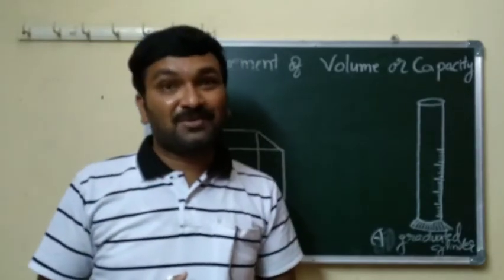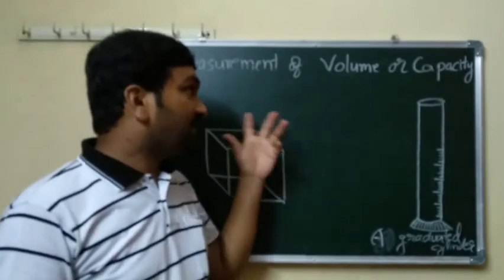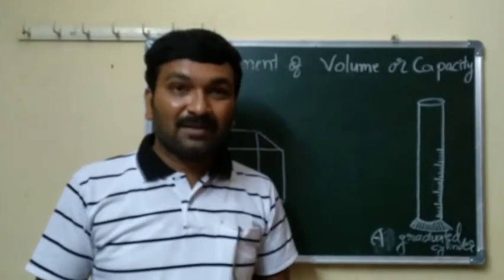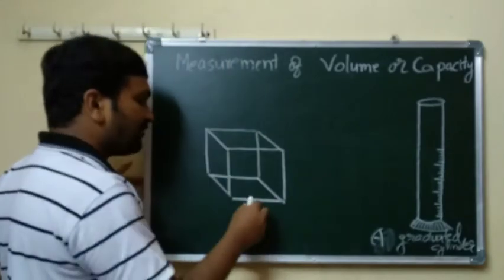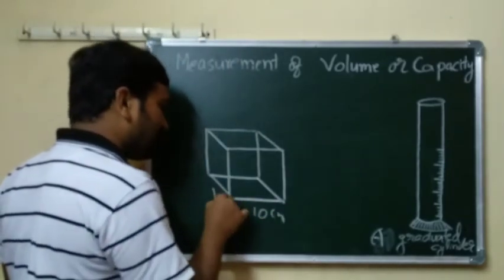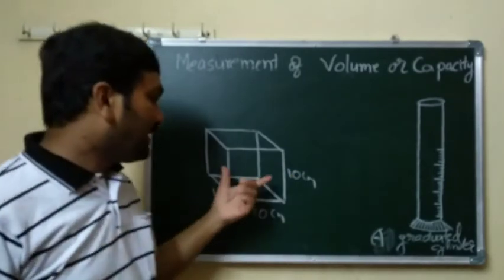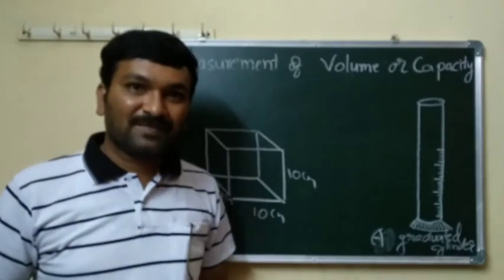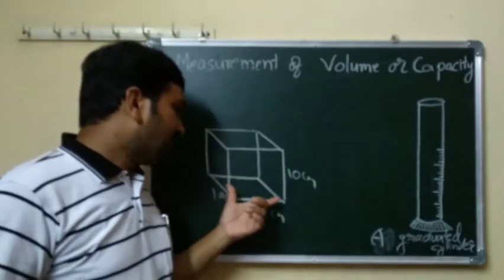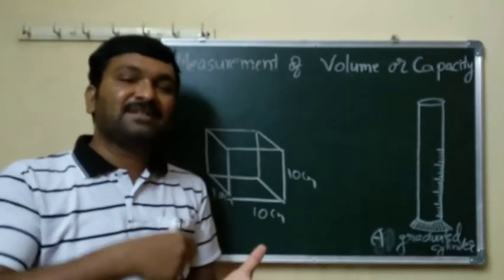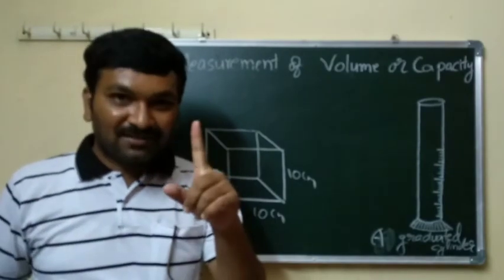Sometimes irregular shapes will come, sometimes regular shapes, sometimes liquids. So depending on that, three cases will come. Suppose this side is 10 centimeter, this side also 10 centimeter, and the height is also 10 centimeter, then I can fill this box with 1 liter. How much water can I fill in this? If it is a 10 centimeter box, 10 centimeters, 10 centimeters, and the height is also 10 centimeter, then I can fill 1 liter of water.